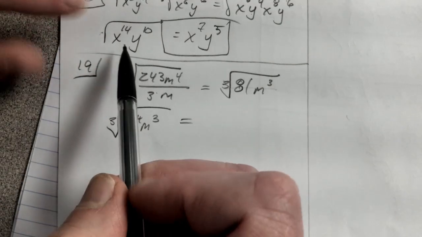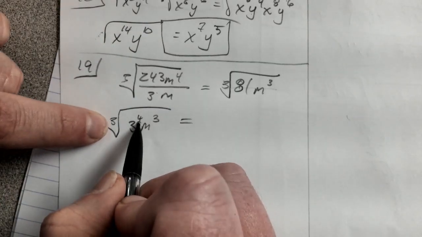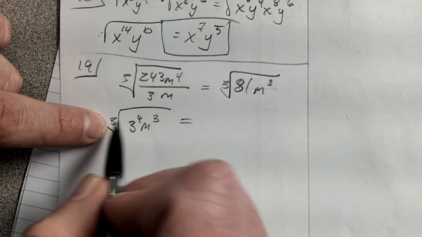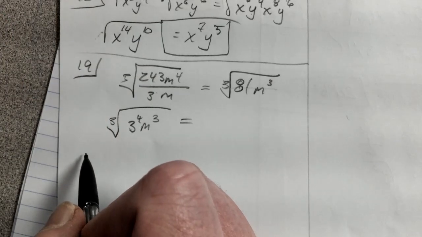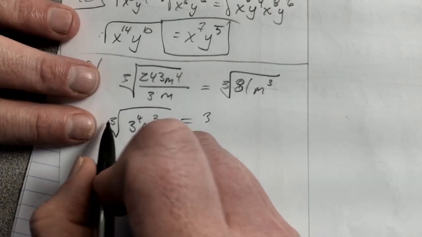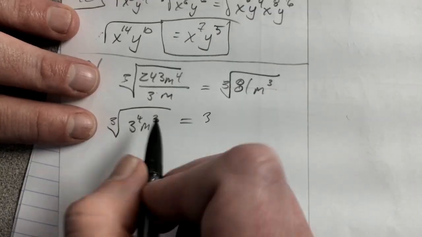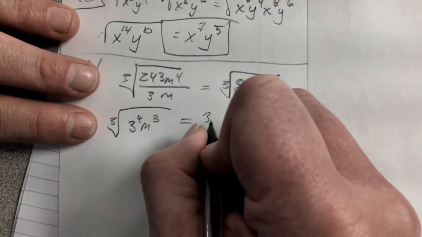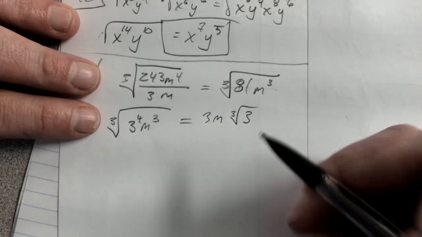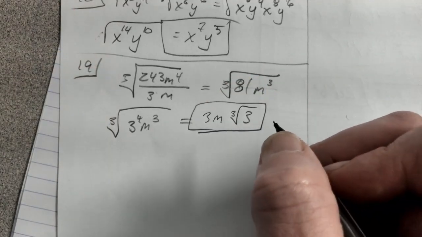Now, as we've been doing, I'm taking my exponent and dividing by my index. For the base of 3, my exponent is 4, the index is 3. So 4 divided by 3 is 1 with a remainder of 1. So that means that one 3 comes out, and a remainder of one 3 will stay underneath. M to the third, so 3 divided by 3 is 1, so the cube root of m to the third is just m. And we still have one 3 left underneath that cube root. So 3m times the cube root of 3.